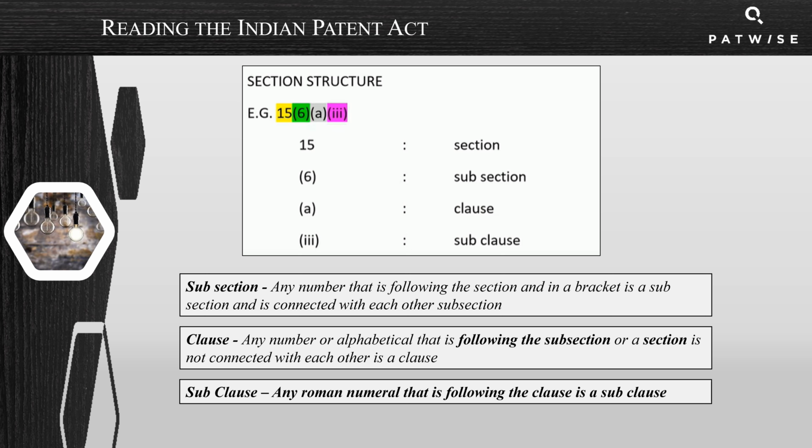A clause is a number or an alphabet that is following the subsection or a section, and it is not connected with each other, and is known as a clause. A subclause is any Roman numeral that is following the clause.